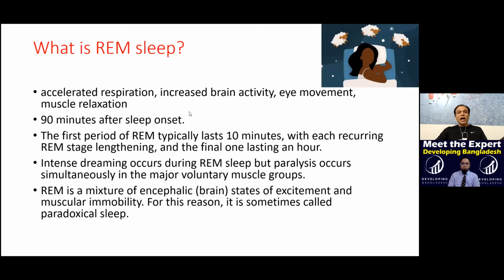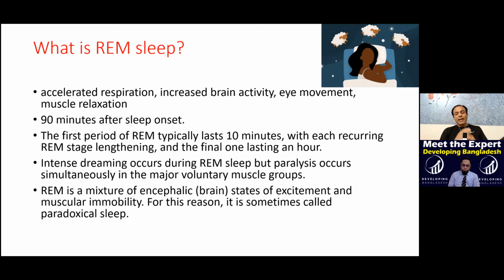Now, second is REM sleep. It's called rapid eye movement sleep. In this part of the sleep, your respiratory rate increases, your brain activity increases, your eye movements increase, but muscles are relaxed. Okay. So there is increased activity in the brain. You are dreaming. Your breathing is also increasing. Your eyeballs are also moving, but your muscles are not moving. That's why it is also called paradoxical sleep. On one hand, your brain is hyperactive, but muscles are relaxed. That's why it's called paradoxical sleep.